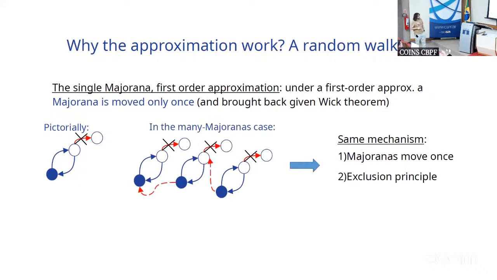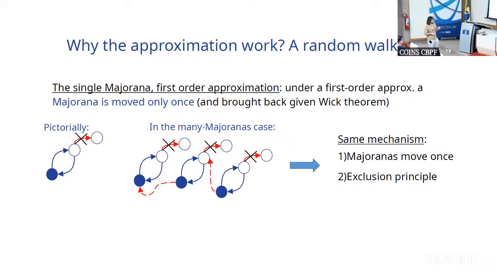Now, let's go to the many Majorana case. So what we are essentially doing is that every Majorana is moved only once and brought back. And on top of that, there is the exclusion principle. So for example, this guy cannot go here if this guy is going here, or this guy cannot go here before this guy is moving. But we are not doing anything more than that. We are simply avoiding moving these guys more than once.